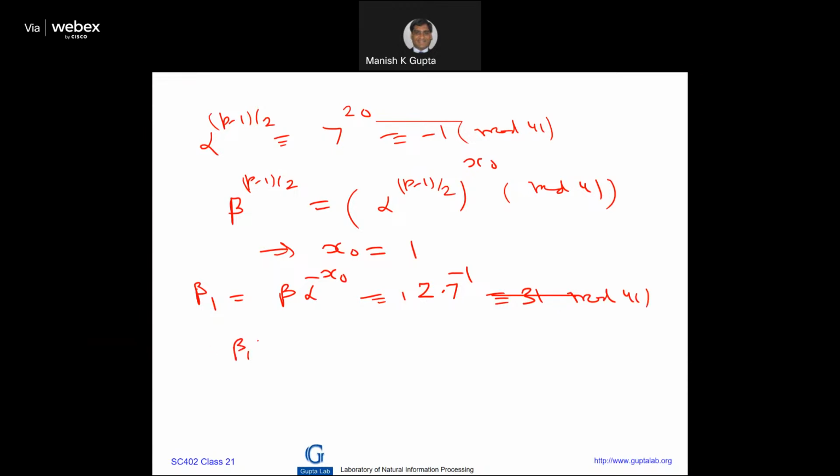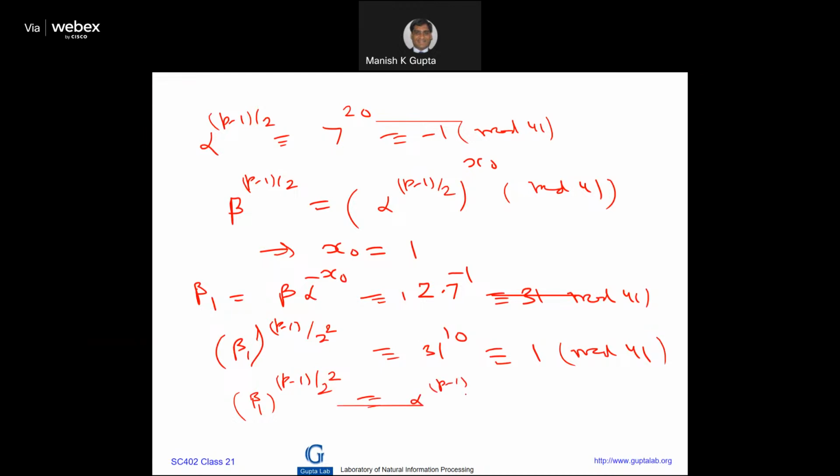Now beta 1 raised to power (p minus 1)/2 square is equal to 31 raised to power 10 is equal to 1 mod 41. Okay, so since beta 1 raised to power (p minus 1)/2 square is congruent to alpha raised to power (p minus 1)/2 whole raised to power x1 mod 41, x1 is equal to 0.